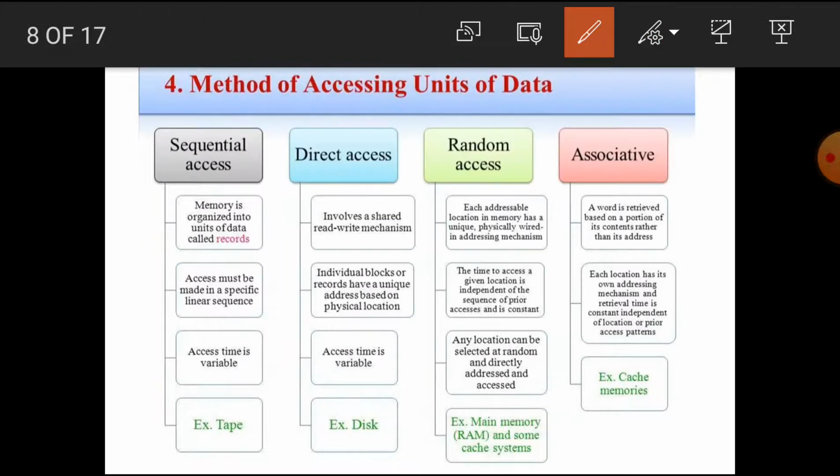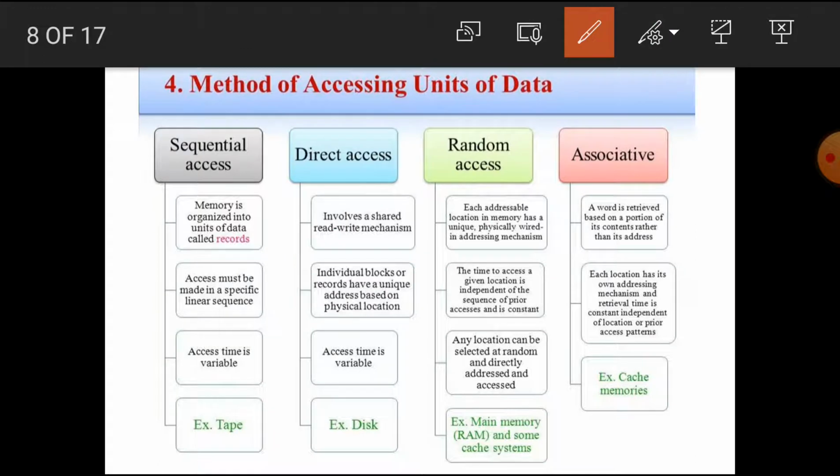The next parameter is, in sequential access, access must be made in a specific linear sequence. In direct access, individual blocks or records have a unique address based on physical location. In random access, the time to access a given location is independent of the sequence of prior accesses and is constant. And in associative method, each location has its own addressing mechanism and retrieval time is constant, independent of location or prior access patterns.